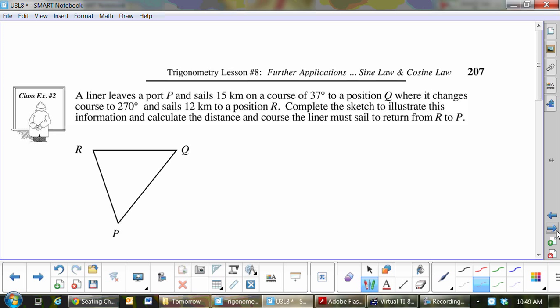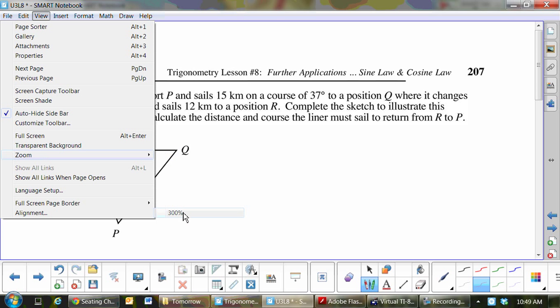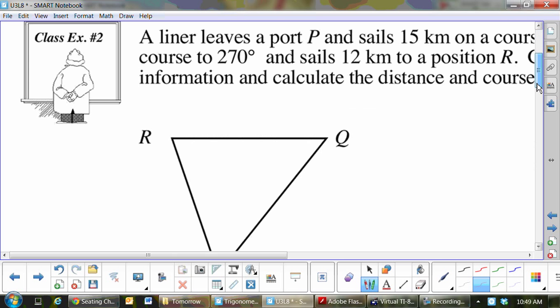Okay? Now, we've got a liner that leaves the port 15 kilometers at 37 degrees to position Q, where it changes course to 270, and then 12 kilometers to position R. Complete the sketch to illustrate this information and calculate the distance and course the liner must sail to return back home. Okay? Because this diagram is going to have a lot of stuff in it, I'm just going to blow this up here and then do the diagram.